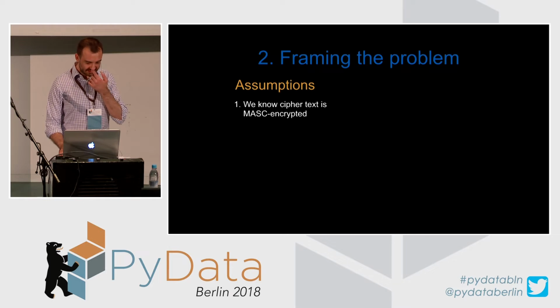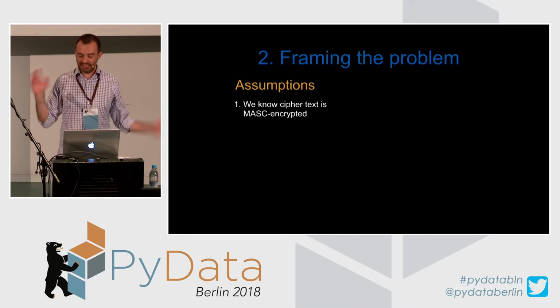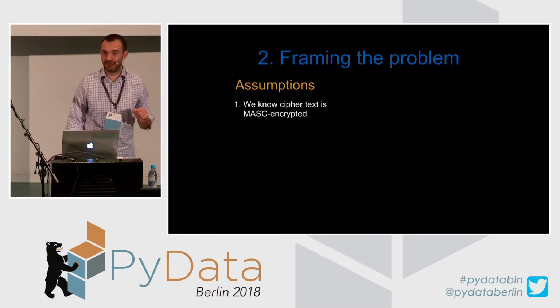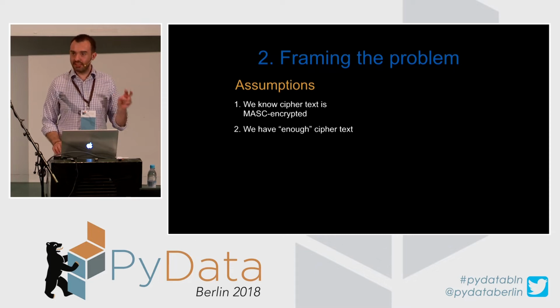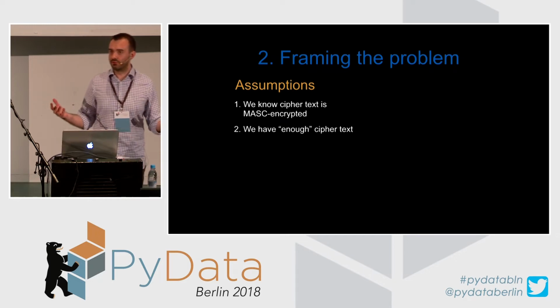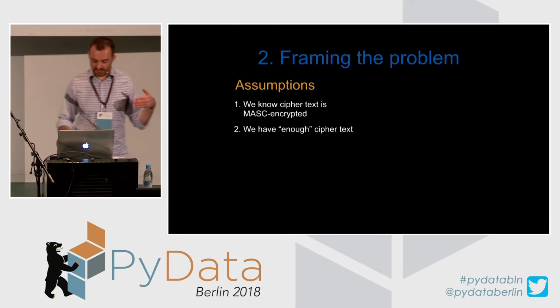So the first of these is, artificially, let's assume that we've been given ciphertext by an enemy, but we know that it's encrypted by one of these simple masks. So just exchanging letters. Secondly, I'm going to assume that we have enough ciphertext. I've put it in scare quotes because I haven't defined it, but that will be in a suitable statistical sense that I'll expand on later.